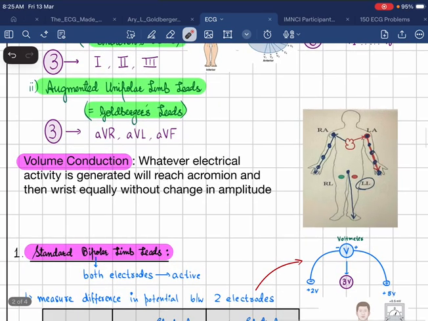Then there is a phenomenon known as volume conduction, which states that when there is electrical activity that is generated within the heart, it will reach the acromion, and the amplitude of the electric current that is present at the acromion will be the same as that present at the wrist. So we can place the electrode at the acromion also, and we can place it at the wrist also for the sake of convenience.